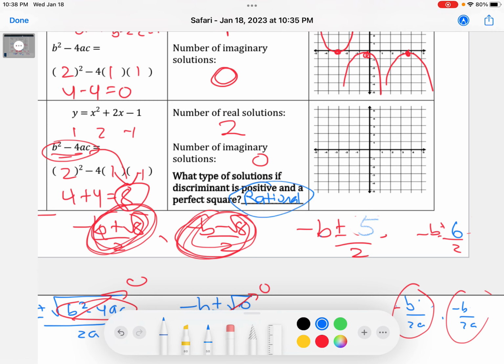Okay, so if you end up with something that's rational, that means that, if you end up with a perfect square as your discriminant, then your answer is rational, and it also means that you could have factored it. Had you been doing this a different way, you could have factored that. Okay, so let's go ahead and draw this out. So this looks like this, two real solutions, or like this, two real solutions. Okay, that's it.